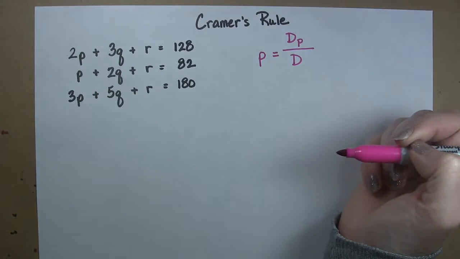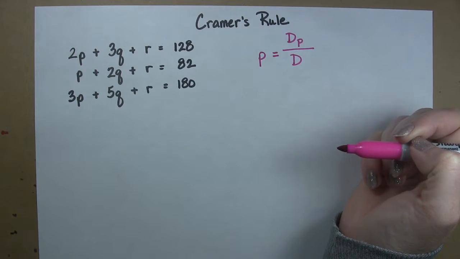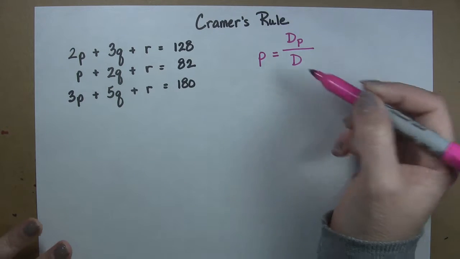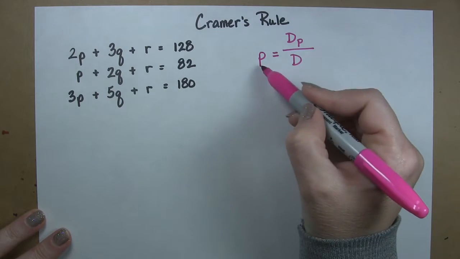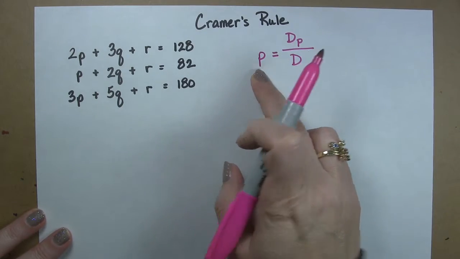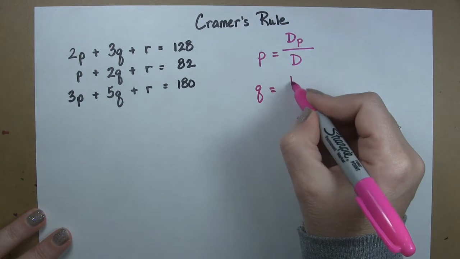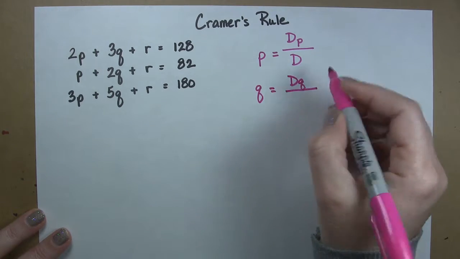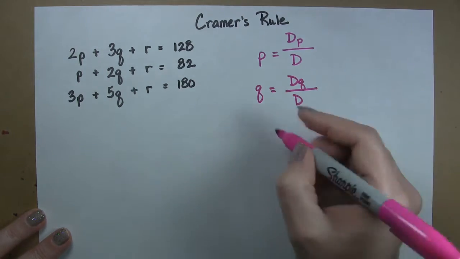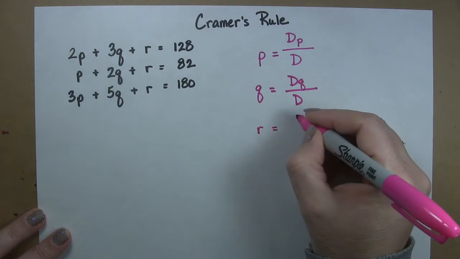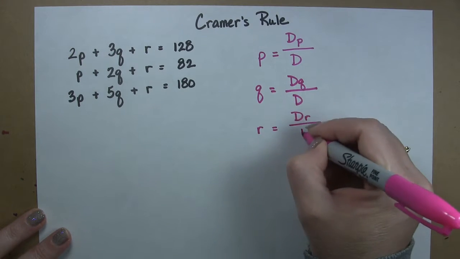Now you're thinking to yourself, what? That makes absolutely no sense. I don't know what any of those letters mean. I know, don't freak out. I'm just telling you that this is what Cramer's rule says. That if you want to solve for P, you do this. If you want to solve for Q, you do D sub Q over D. If you want to solve for R, you do D sub R over D.